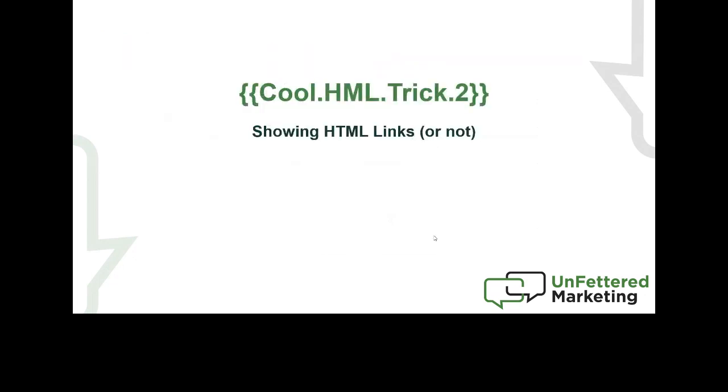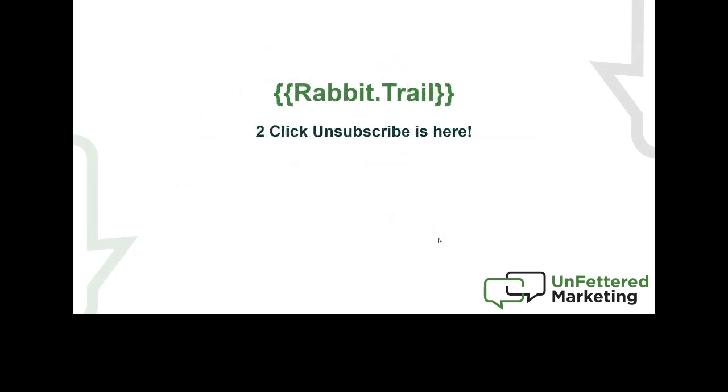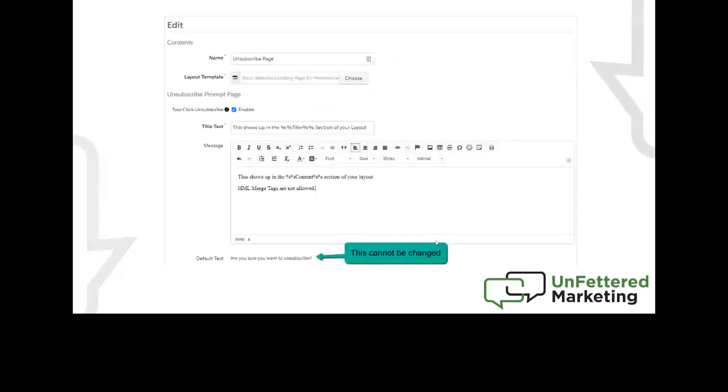So trick number 2 is showing HTML links or don't show them. But I do want to go off on a rabbit trail here based on the new 2-click unsubscribe before we do that. The 2-click unsubscribe is now available. So we used to say, especially because of the bot anti-spam stuff that tends to go through and click all the emails and messages.